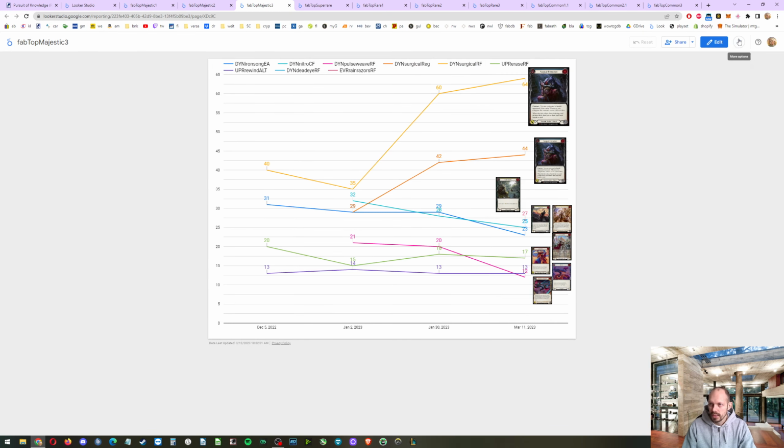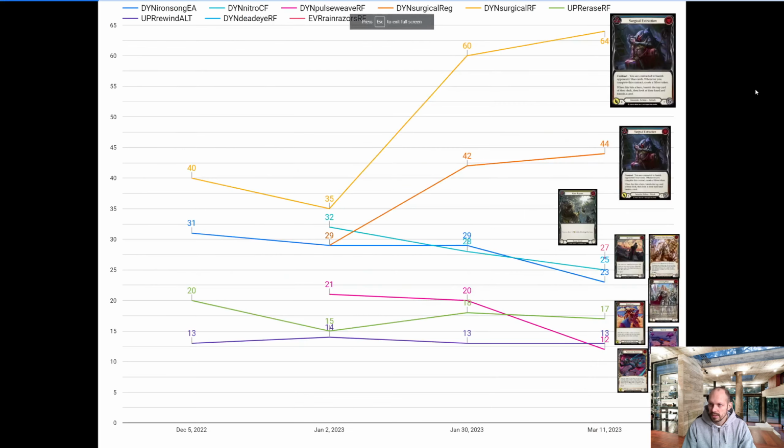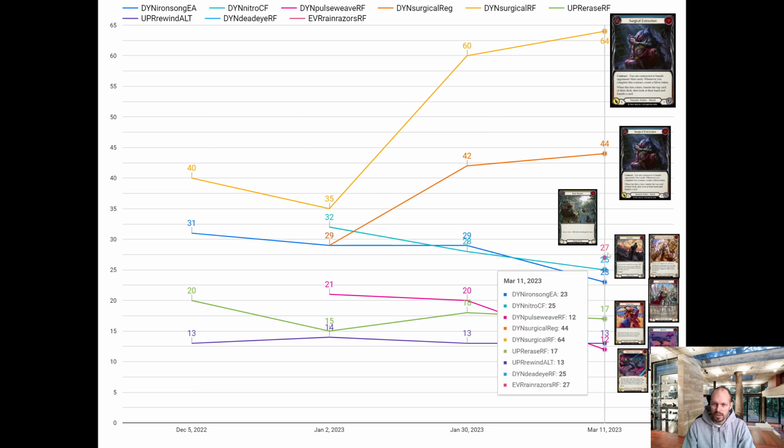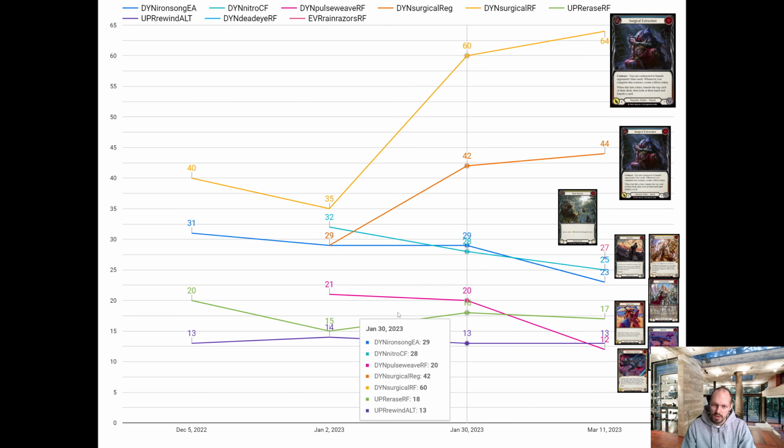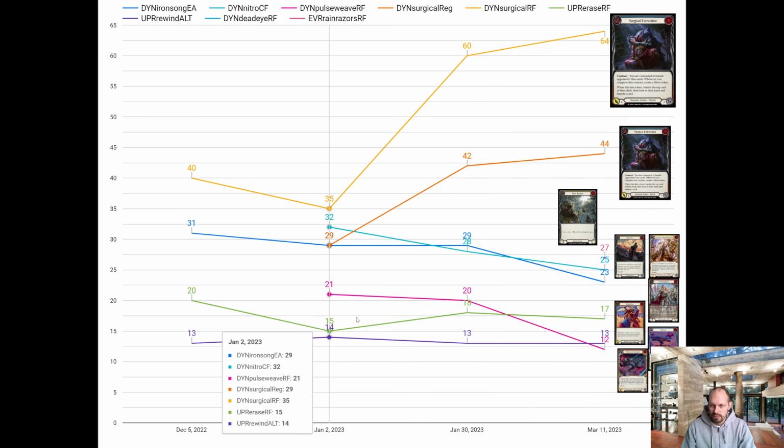Now, the next Majestics, the last Majestics we're looking at, right here, of course, Surgical Extraction, Rainbow Foil went up 4 bucks, non-foil went up 2 bucks, but we have a new one on this list, Rain Razors, is right here at, is that 27? Is this 27? I did look at the data yesterday and decided to record the video today. Yes, Rain Razors, Rainbow Foil, 27 bucks. This has been below 10 for longest time, and now there is not much on the market.